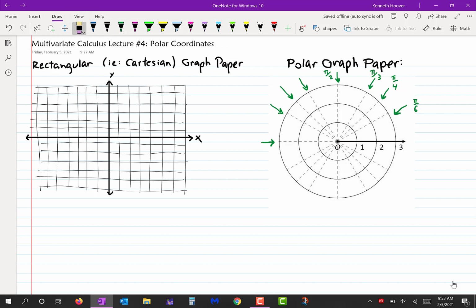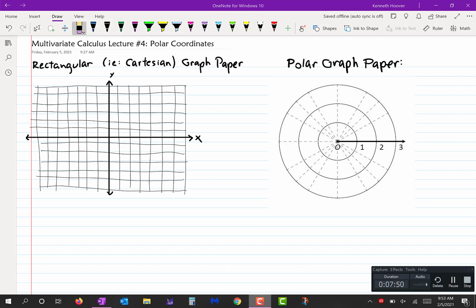Now, you can certainly draw polar coordinates on rectangular graph paper, and many people do that. You just have to be careful. It can get confusing because you're thinking in one way and drawing on a picture that's intended for a different way of thinking. So here's what we're going to do. Let's plot some points in polar coordinates.